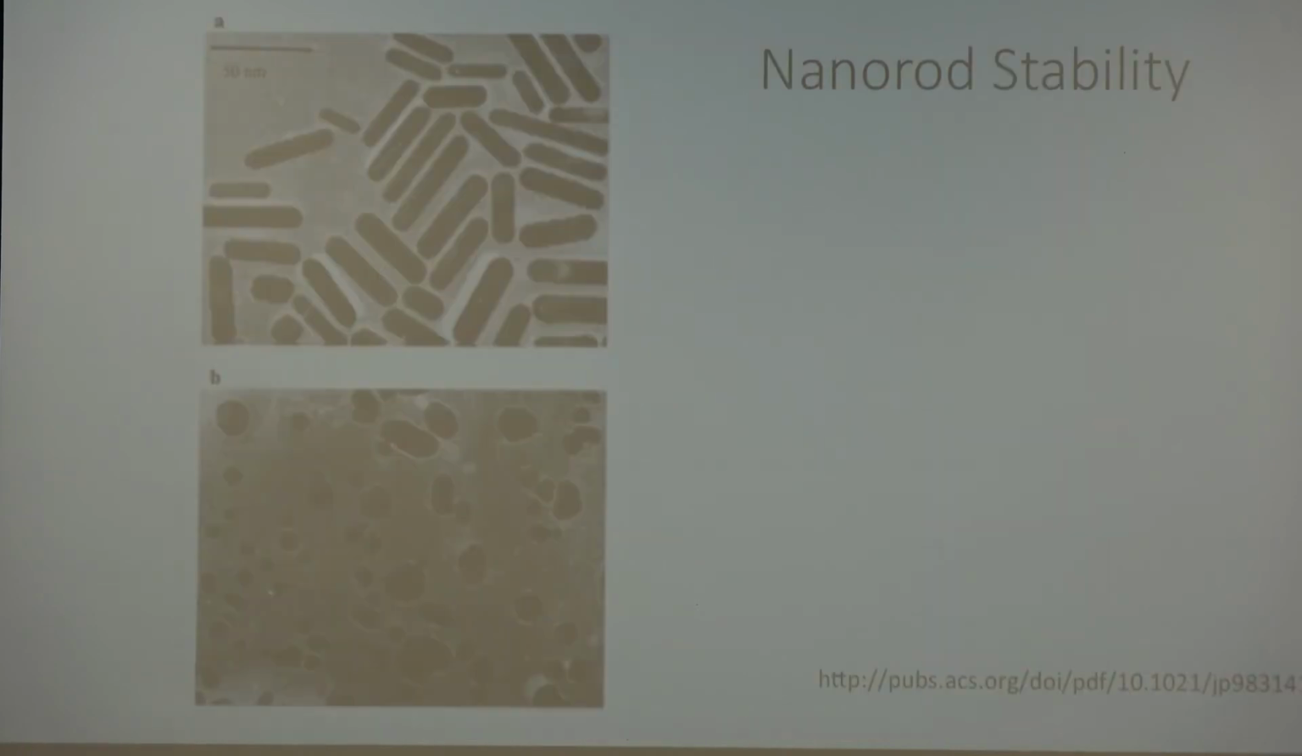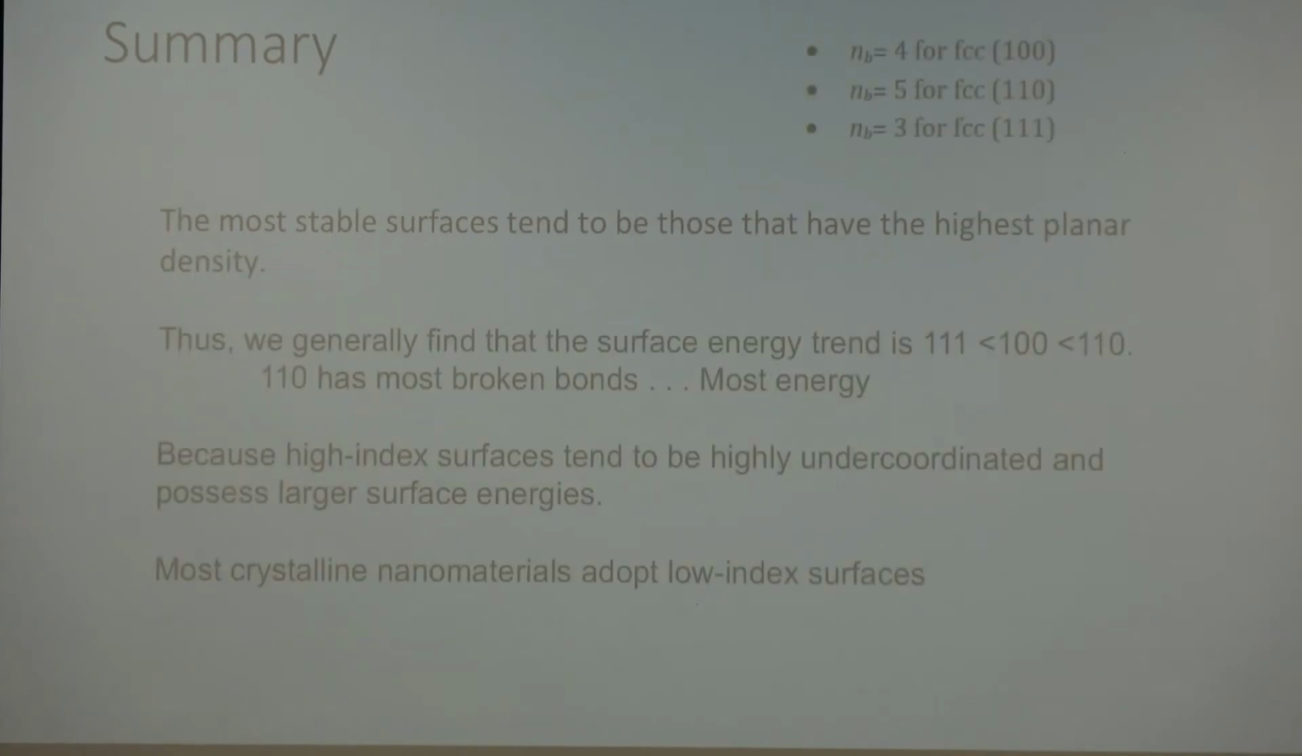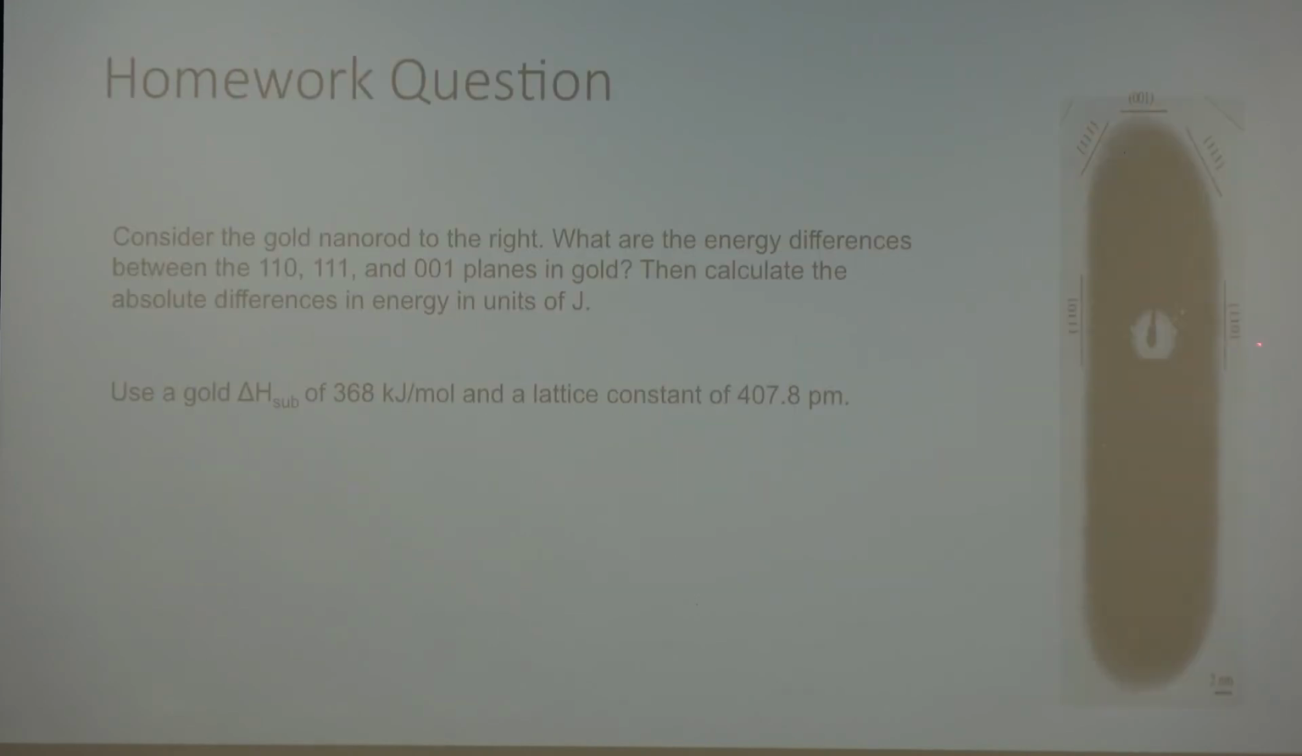If we look at the number of broken bonds for a face-centered cubic crystal, which is what gold is in this situation, the number of broken bonds for the 110 plane is 5, and then 4, and then 3. You're just going to have to take my word on that for now. So the number of broken bonds is highest here, followed by this, followed by that. There are fewer broken bonds on the tips. Therefore, they have less affinity for the surfactant and more opportunity to keep adding gold onto the end of it.